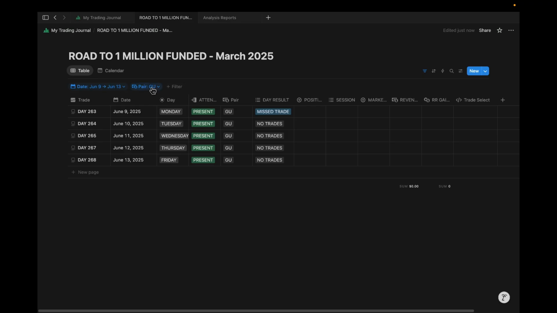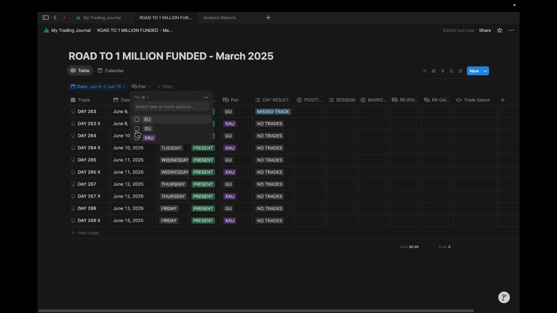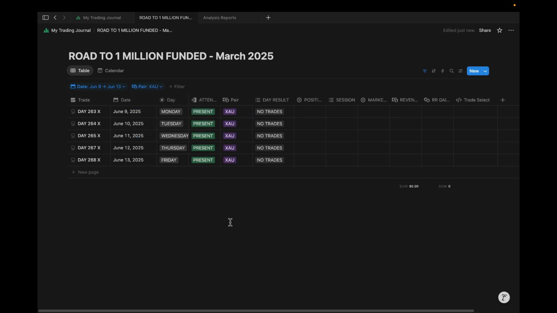So let's continue with the XAU. Let's close this one and open XAU. In XAU, I did not get any trades this week. It does not mean that there was no trade. The price was consolidating. There were some aggressive trades.